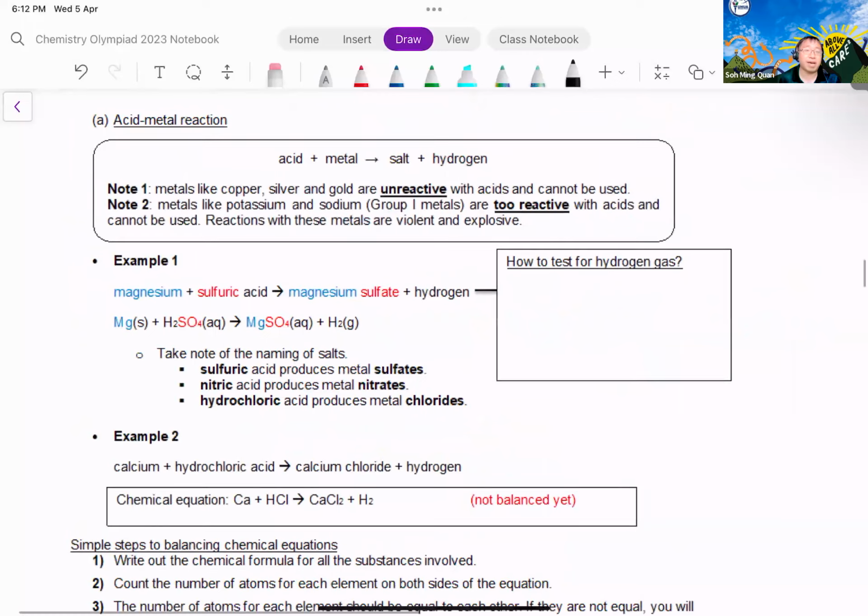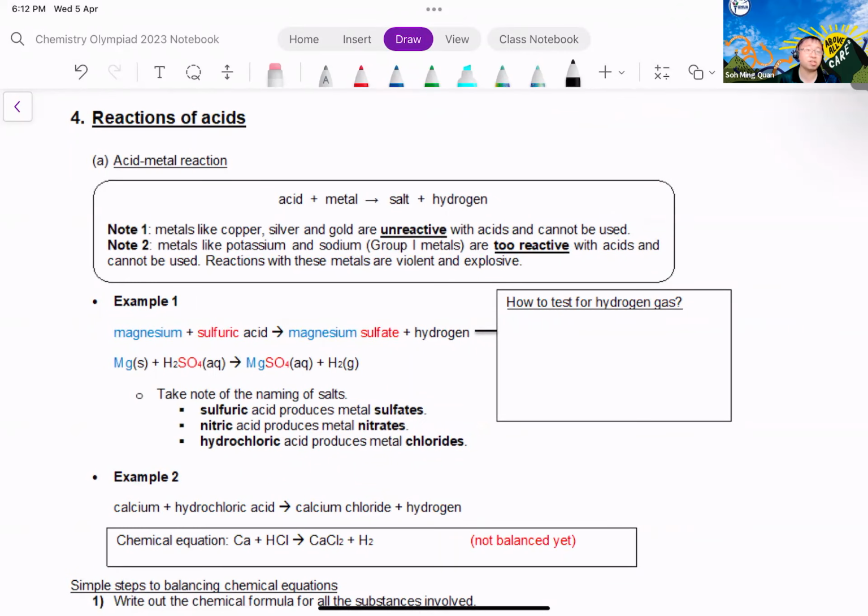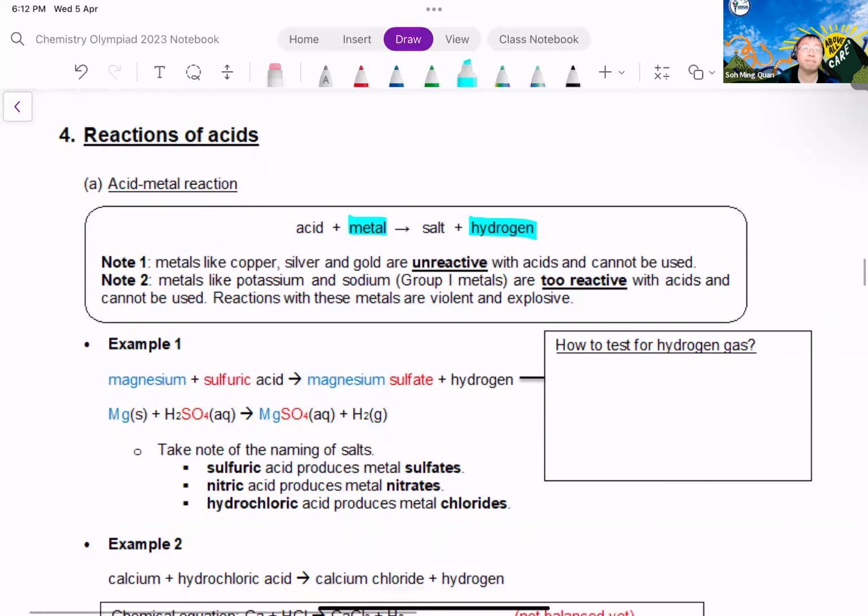Now, there are 3 reactions of acids. The first one is acid plus metal gives salt and hydrogen. Please remember, metals always give hydrogen. Okay, this will be important later on when you learn the topic of metals as well. Acid plus metal gives salt and hydrogen. However, you need to know there are certain metals that do not react with acids.